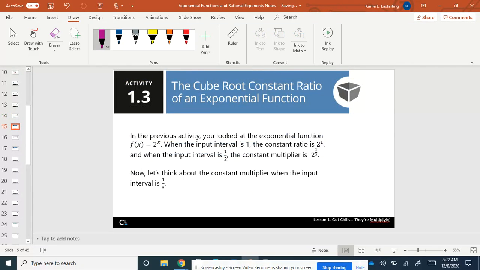All right, now we're on activity 1.3, the cube root constant ratio of an exponent function. In the previous activity, we looked at the exponential function f(x) equals 2 to the x power. When x was equal to 1, our input interval was 1. Then we changed our input interval to 1/2, and that was where we got the square root of 2. Down here, if we change it to 1/3, you're going to be looking at the cube root of 2. The reason is that the n down here, the 3, goes with your root. It's not a square root now, it's a cube root.